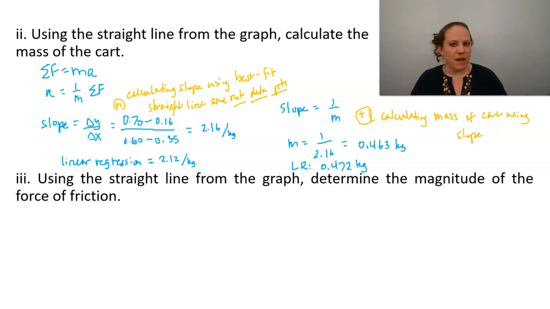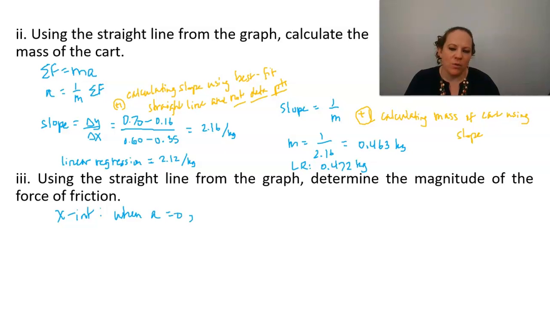And part 3, using the straight line from the graph, determine the magnitude of the force of friction. So you may have noticed that there was an x-intercept, right, when the acceleration was 0. This is actually worth writing down. When the acceleration was 0, there was already some amount of force acting on the cart. Actually, my bad, no, that's correct. My brain got confused for a moment there on x versus y-intercept. We're good.